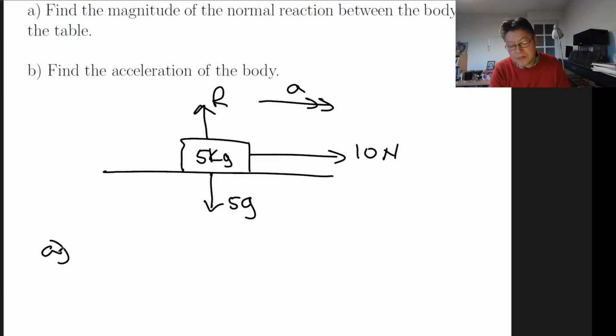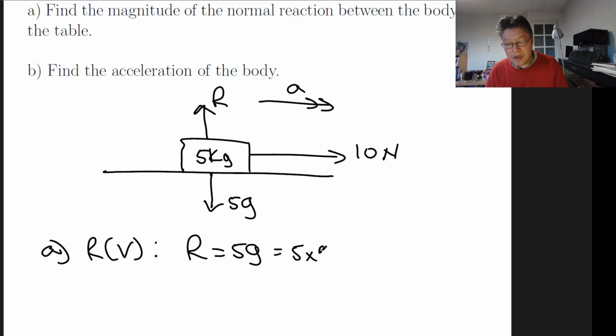So part A, because the object is only moving to the right and there's no up or down motion, we have that R must equal 5g, so up must equal down. So here we can say that we're going to resolve vertically. So up equals down, so R equals 5g, and that's the answer. And if we want, we can work it out. So 5g equals 5 times 9.8 equals 49 newtons.